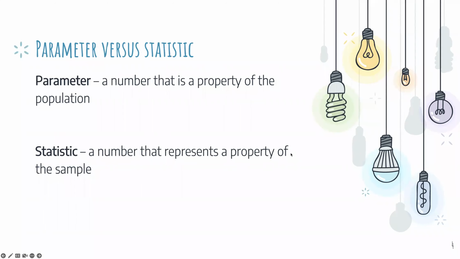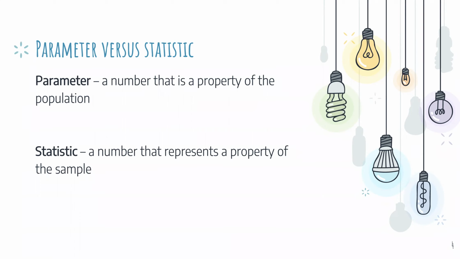Moving on, another two terms that are very important to understand and tell apart are parameter and statistic. Let's talk about parameter first. A parameter is a number that is a property of the population. Think about the mean height for an adult in that US population that we talked about in the previous slide. That mean height is your parameter because it's describing your whole population, like the whole adult population of the United States.